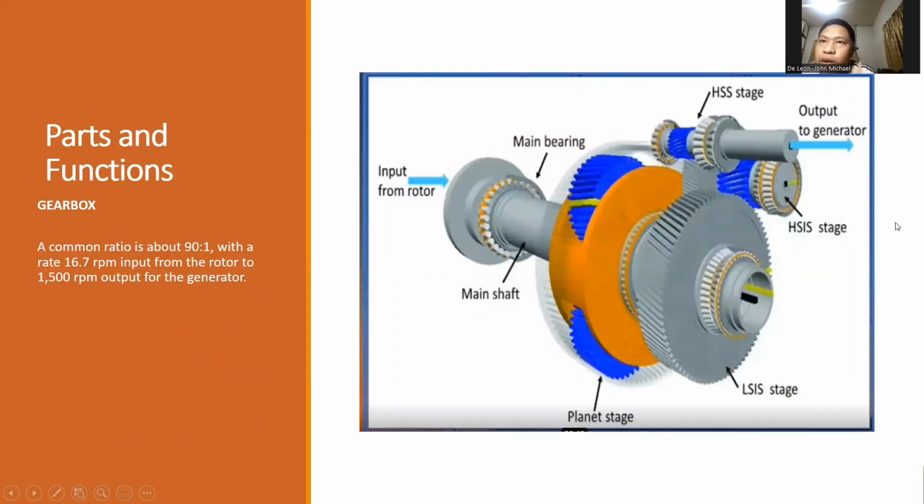And kita na rin yung mga parts. Main bearing, main shaft, planet stage, LSIS stage, HSIS stage, HSS stage output to generator. A common ratio is about 90 to 1, with a rate of 16.7 RPM input from the rotor to 1,500 RPM output for the generator.